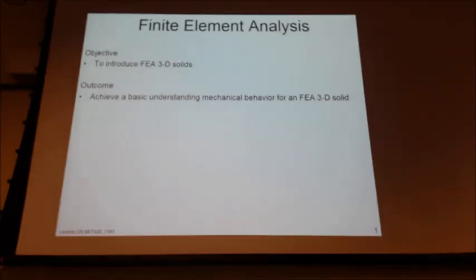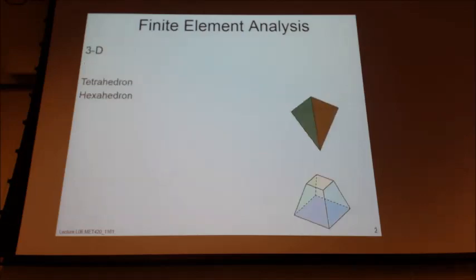Okay, so we finally made it to 3D. Similar to 2D, we have a tetrahedron and a hexahedron. So our transition from 2D to 3D is going to be pretty straightforward. The hexahedron sometimes gets called a brick. Like in our software, it refers to it as a brick instead of hexahedron.